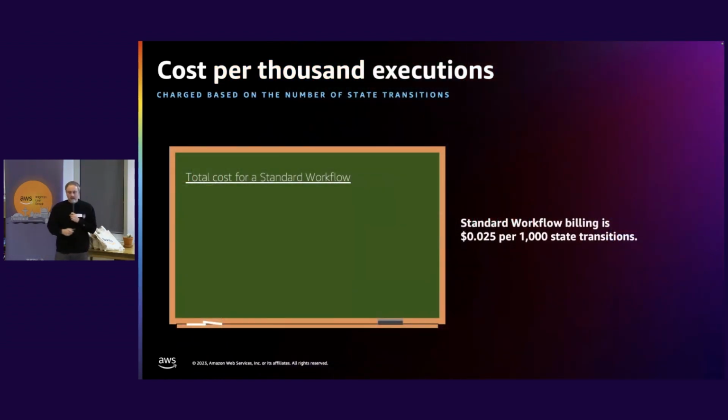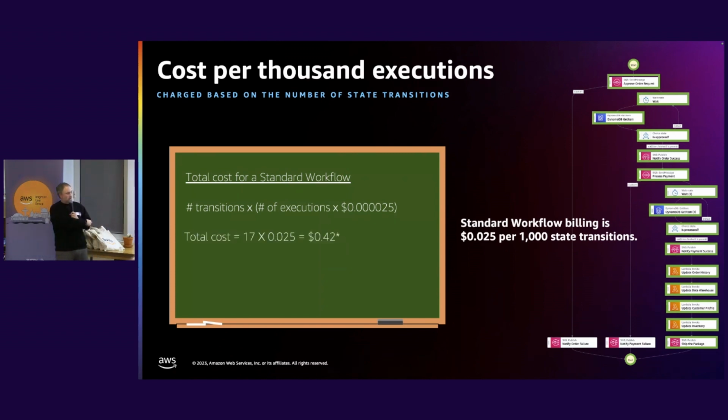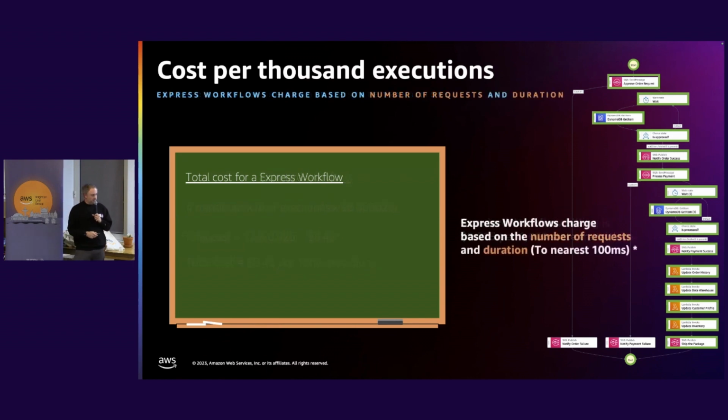So standard workflows are really simple to cost out. It depends how many state transitions, so how many steps in your workflow. That's what you pay for. And it costs 2.5 cents for 1,000 state transitions. So here's my workflow. I have 17 state transitions along the happy path, and I run it 1,000 times. So to get the overall price, I do 17 times 0.025. That's 42 cents. Easy enough.